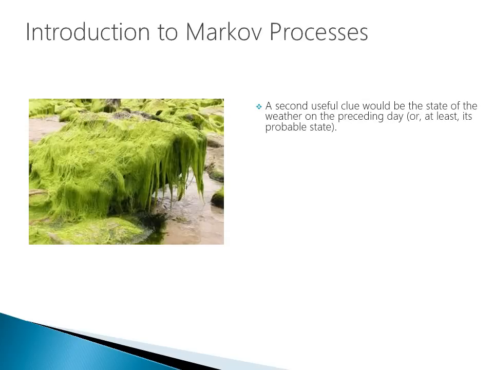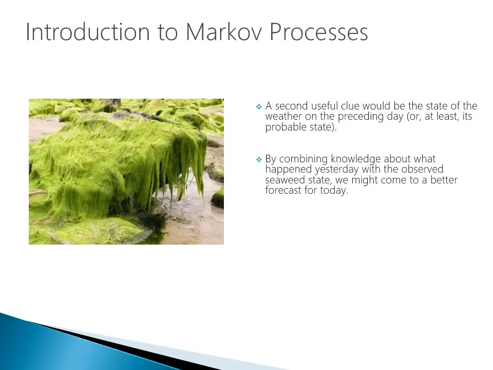A second useful clue would be the state of the weather on the preceding day, or at least its probable state. By combining knowledge about what happened yesterday with the observed seaweed state, we might come to a better forecast for today. This is typical of the type of system we will consider in this tutorial.